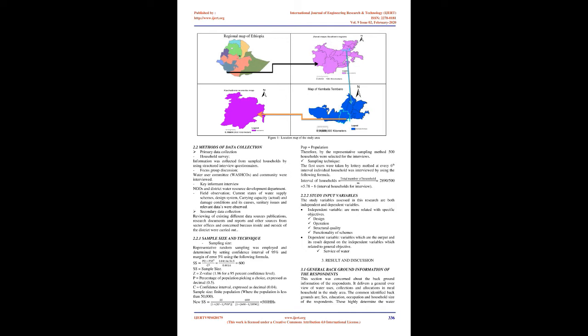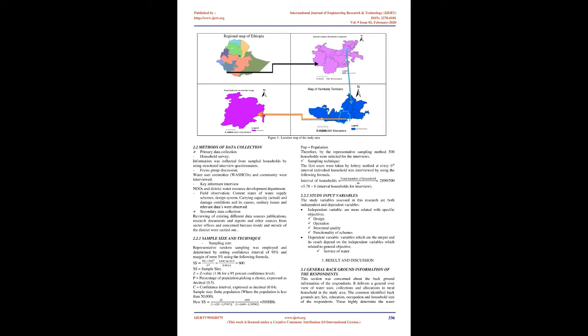2.2.1 Sample size and technique. Sampling size. Representative random sampling was employed and determined by setting a confidence interval of 95% and a margin of error of 5%, using the following formula: SS = Z²P(1-P)/C² = 3.8416 × 0.5 × 0.5 / 0.0016 = 600.